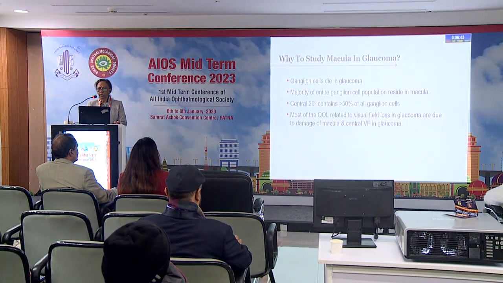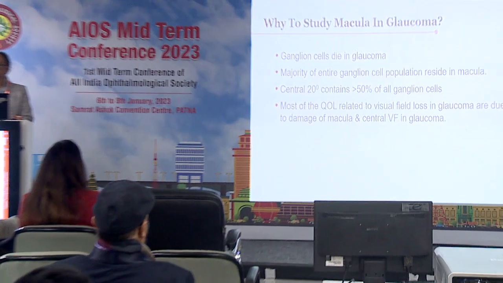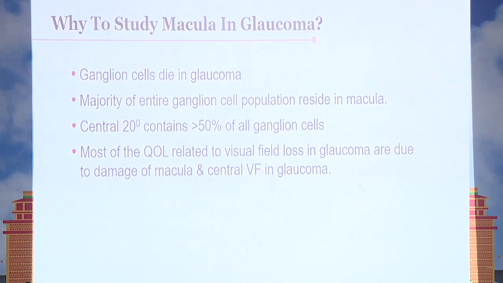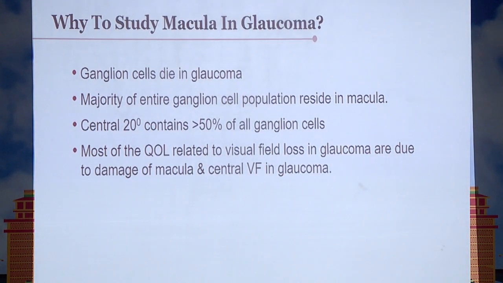Should we examine the macula in case of glaucoma? Because the main pathology lies in the ganglion cells, which die in glaucoma. As a result, the axons of the ganglion cells, the nerve fiber layer, also get diminished. So the ganglion cell is very important in glaucoma evaluation, and the majority of the entire ganglion cell population resides in the macula, and the central 20° contains as much as 50% of all the ganglion cells.